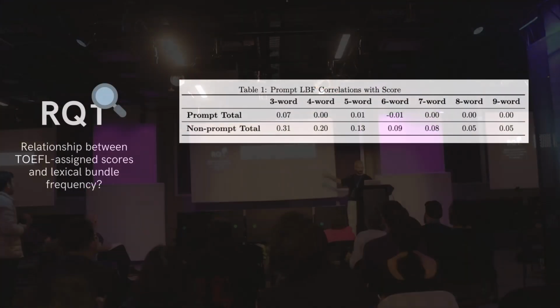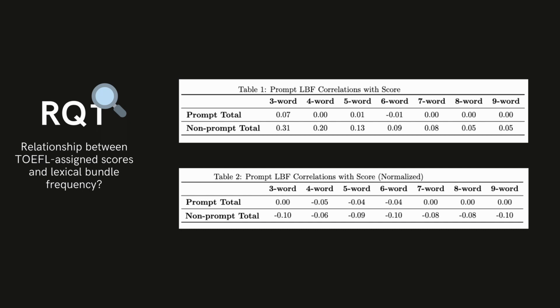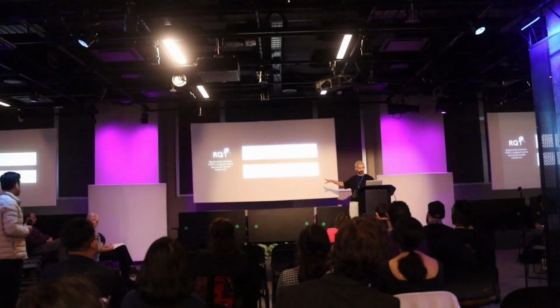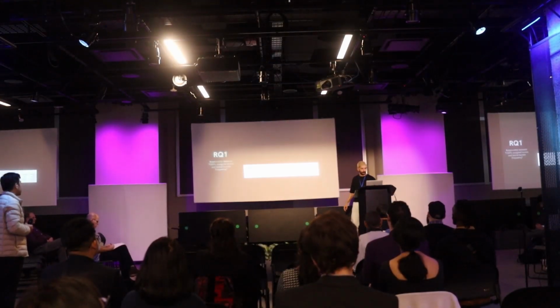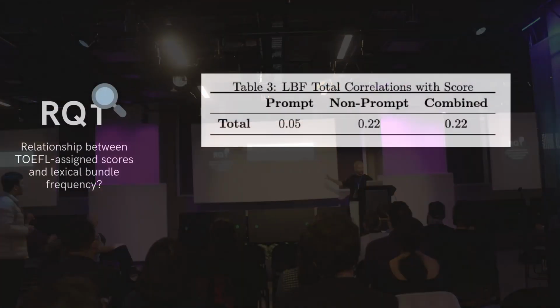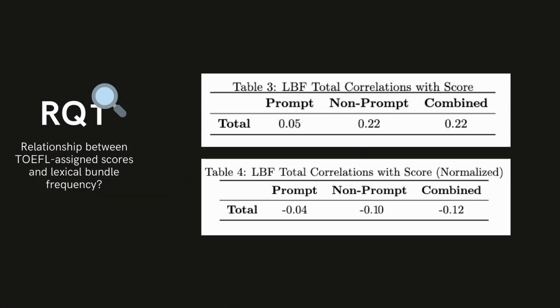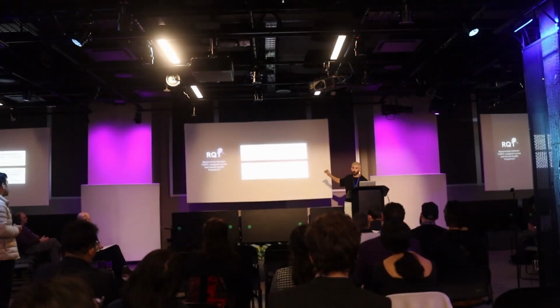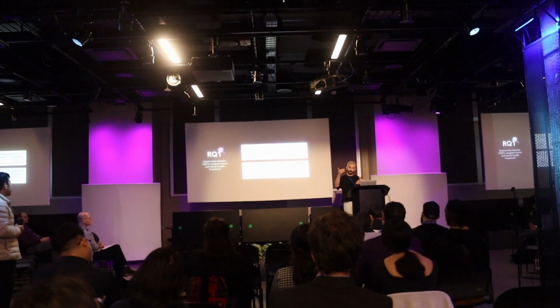You will see here some data that shows prompt lexical bundle frequency correlations with scores. Non-prompts give the most information, particularly 3-word uses. And then I have here the total scores. As you can see, there's an inverse relationship in table 4, with all of the lexical bundles combined. Whereas if you don't take word length into account, again, because advanced test takers are using more words, they have more lexical bundles. But when normalized, it turns the other way.